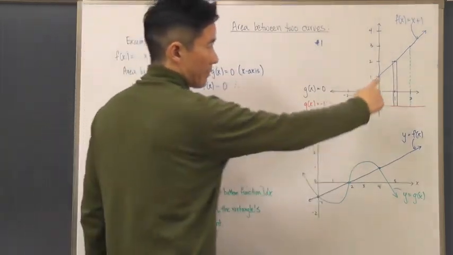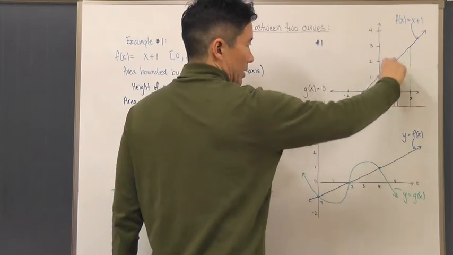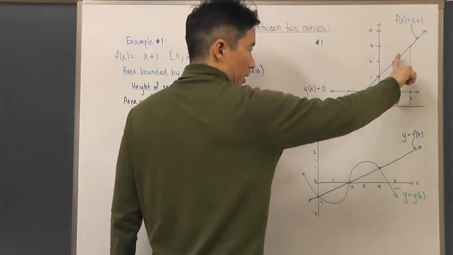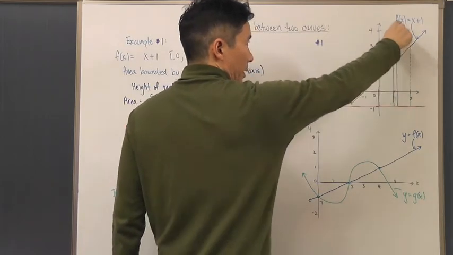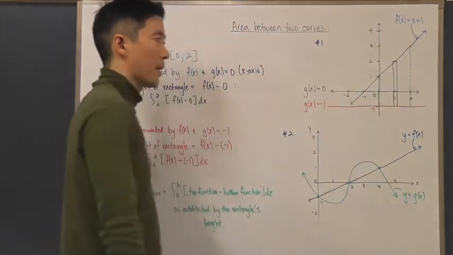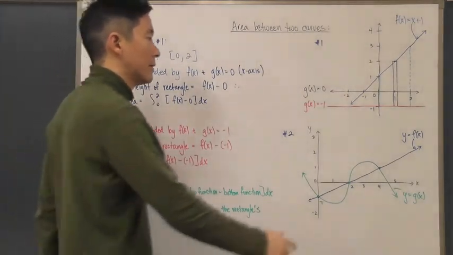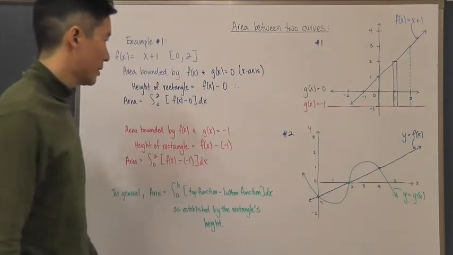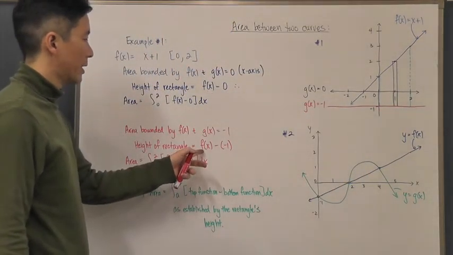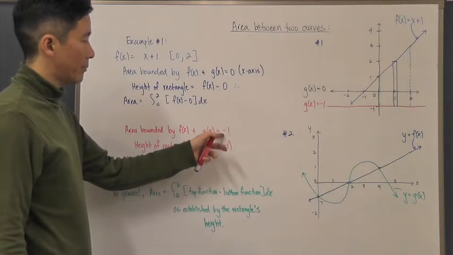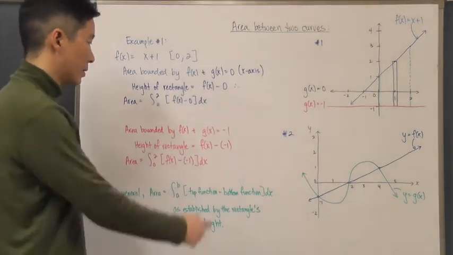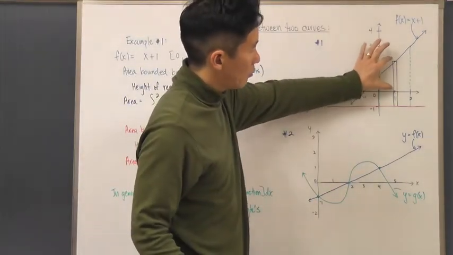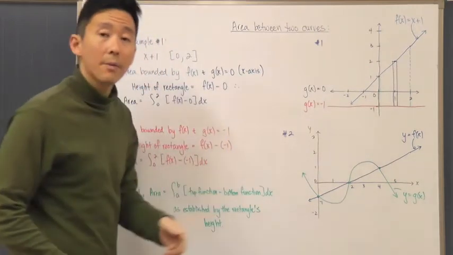So if I take a look at this top function again, notice that anywhere between 0 and 2, the top function and the bottom function are always the same functions, the top one being f of x and the bottom one being g of x. Therefore, the height of that rectangle is this value minus that value. So the height of the rectangle is f of x minus -1, because that's the g of x value. This is just f of x plus 1, which means that the height of the rectangle is always 1 more than it was in the previous example.